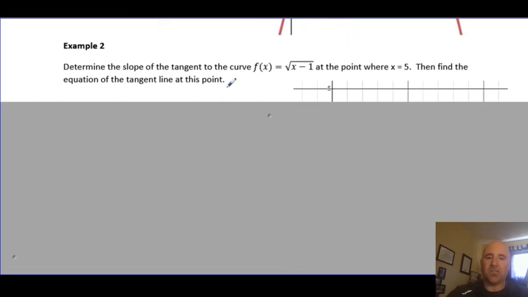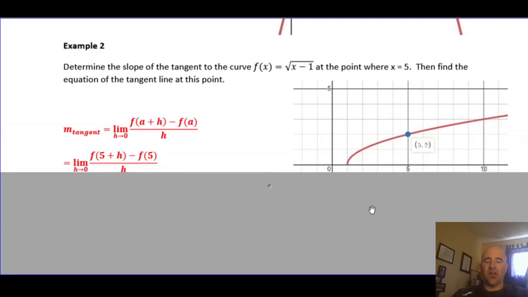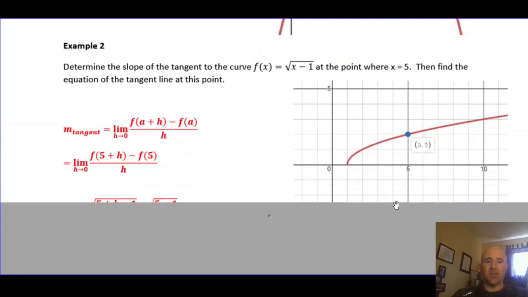Okay, let's start another example. So now we have a different equation. We have f of x is the square root of x minus 1. I just picked that as an equation. And we want to know the slope of the tangent at the point where x equals 5. That will tell us the instantaneous rate of change of this graph when x equals 5. And I've included the graph for you to look at right here.